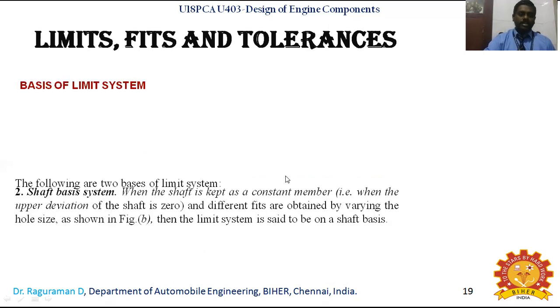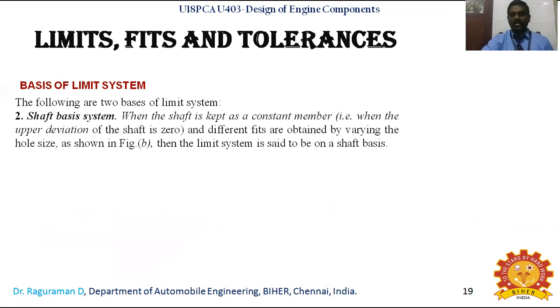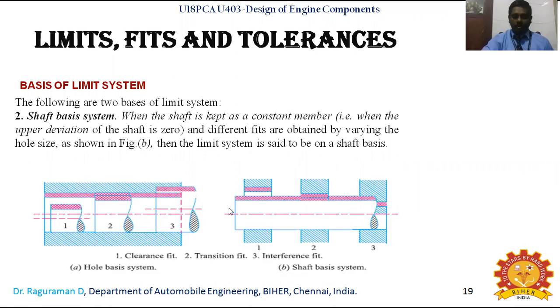In the same way, in the shaft basis system, you will be keeping the shaft as a constant member, so that the difference will be obtained by varying the hole size. So you can see the hole size is getting varied, so that you will be getting a clearance here, that is clearance fit, and here you will be getting overlapping of the tolerance zone. So that is a transition fit. Here you are getting interference, as it is required to give a press fit and tight fit. So that is called the category of interference fit.